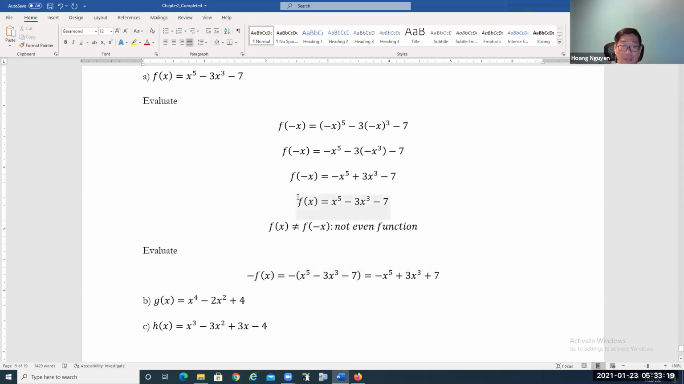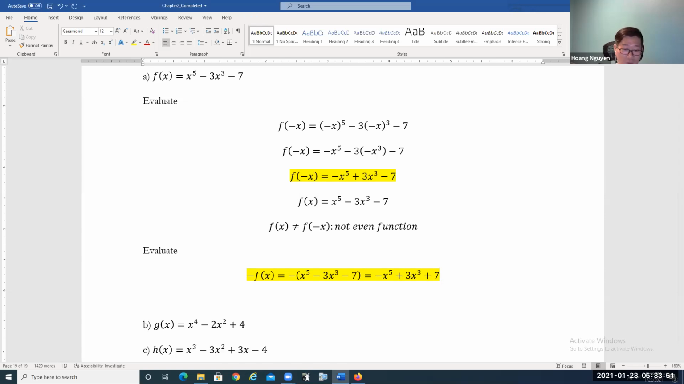Now we're gonna compare f of negative x and negative f of x. Are they the same? We have f of negative x is this one, and now we have negative f of x right here. They look the same: the first term matches, the second term matches, but the last term doesn't match, right?